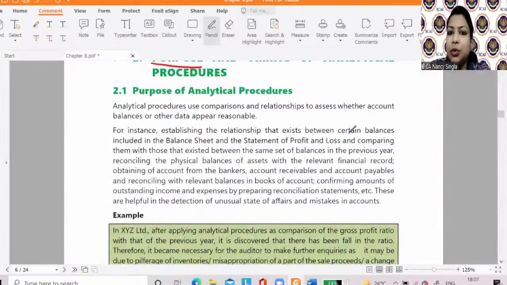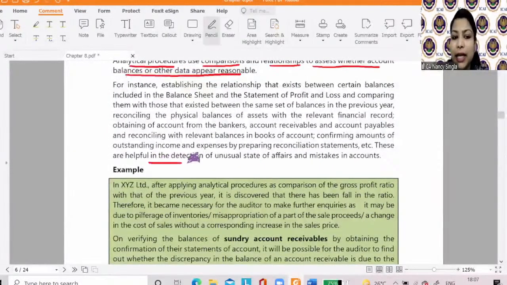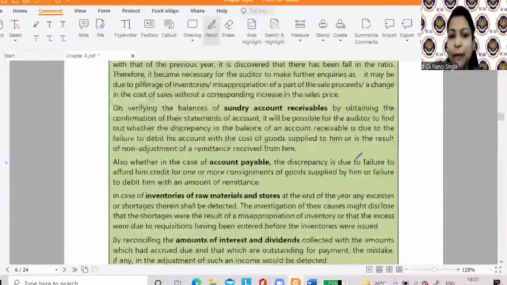These examples relating to GP ratio, wages, everything is mentioned in the module, so you can just read them as homework. Otherwise, I'll read the important lines here. Analytical procedures use comparisons and relationships. What is the purpose? To assess whether account balances or other data appear reasonable. So these are helpful in detection of unusual state of affairs or mistakes in the account. When we saw that wages had suddenly increased from 10% or 11% last year to 20%, this is something unusual.